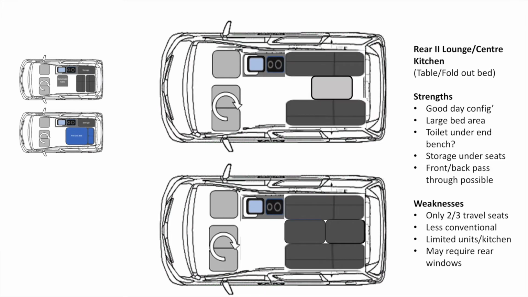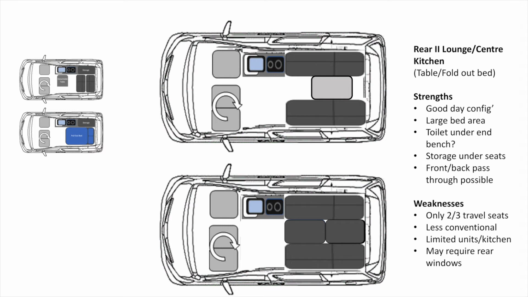This was another version of this, but where we didn't completely U, and we called this a kind of split lounge. So we had seats running down the back, almost old-fashioned transit van-like, and it converted in the middle using a table or a fold-down bed. Again, we thought this was a good day configuration, and the advantage of this over the U-shaped lounge was you had the ability for what we classed as that front-to-back pass-through possible.